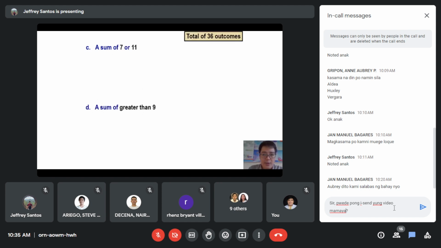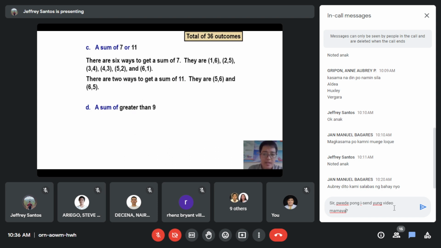For our next example, we have a sum of 7 or 11. Again, ang rule dito, or ang hint, is to try to list the sample space na magkakaroon ka ng 7 or 11. Ano yon? There are 6 ways to get a sum of 7. They are 1,6; 2,5; 3,4; 4,3; 5,2; and 6,1. Di ba, ang arrangement ay hindi naman important? Kaya, pwede ang 1,6 saka 6,1. They are not considered as parehas, kasi order is important here. And then there are 2 ways to get a sum of 11. They are 5,6 and 6,5.